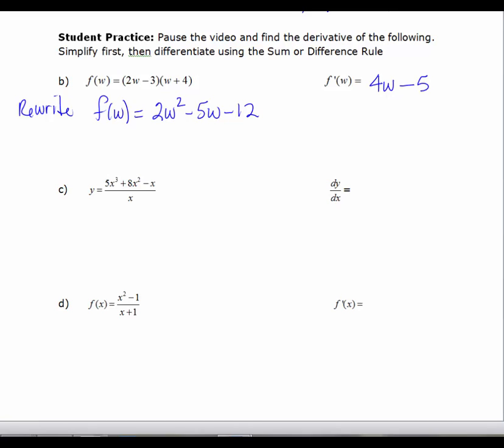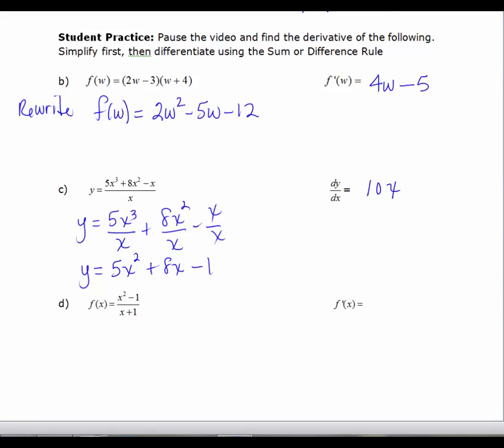The next example is an example where we have a quotient, and again, we haven't gone over the properties for taking the derivative of a quotient, and it's not the same as the quotient of the derivatives. So what I need to do is again use algebra to rewrite this. And we'd rewrite each term over x. We would simplify, then we'd take the derivative. So I get 5x squared plus 8x minus 1. Now I can take the derivative of this function individually, but the derivative of 5x squared is going to be 10x to the 1 plus the derivative of 8x is just 8. The derivative of negative 1 is 0, so I don't need it in there.